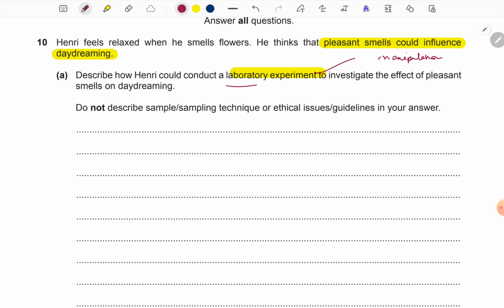First identify the IV. The IV is definitely smell, because smell is influencing something. Now, for smell, Henry has already decided on flowers, so definitely one level or one condition is going to be the flower smell. What would be the other? That's what you have to think, because the IV can't be manipulated in only one condition. It has to be at least two. I would also suggest you have only two.